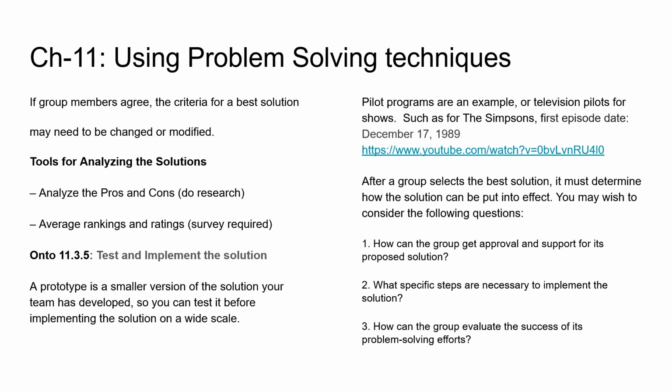Number two, what specific steps are necessary to implement the solution? We have this new menu item. We need to get the food there. We need to have the right people who can cook it, right? And that everyone knows how to serve it, what it should look like. We have the dishes that it should go on. I don't just assume that the dishes we already have are appropriate.